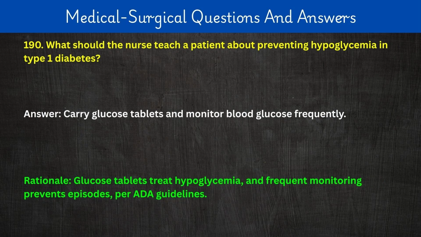190. What should the nurse teach a patient about preventing hypoglycemia in type 1 diabetes? Answer: carry glucose tablets and monitor blood glucose frequently. Rationale: glucose tablets treat hypoglycemia and frequent monitoring prevents episodes, per ADA guidelines.